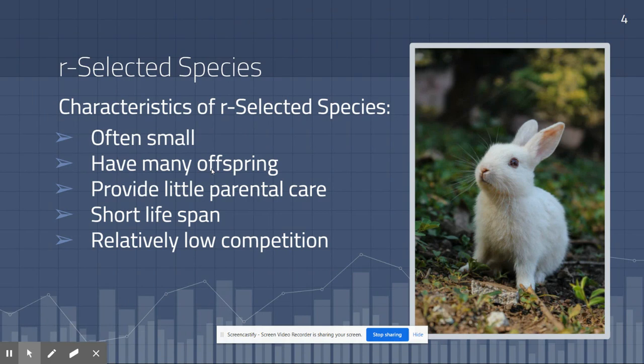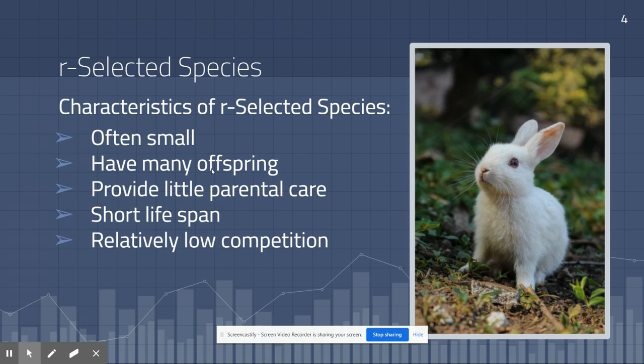R-selected species, on the other hand, are often small. They are often species that have many offspring at a time. They provide little parental care to those offspring. Often they have a relatively short lifespan, and they might experience relatively low competition. Rabbits, for example, can reproduce quite a bit during their lifetime. They're small, short lifespan. They don't particularly provide a whole lot of parental care to that offspring either.